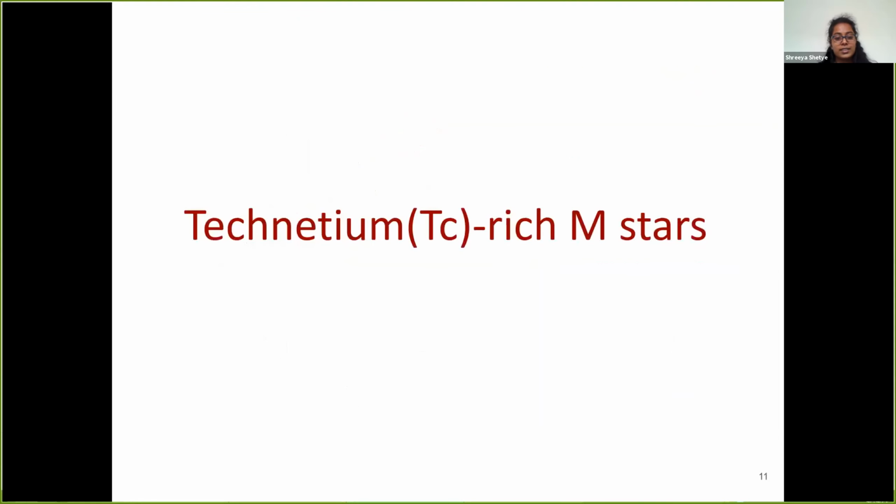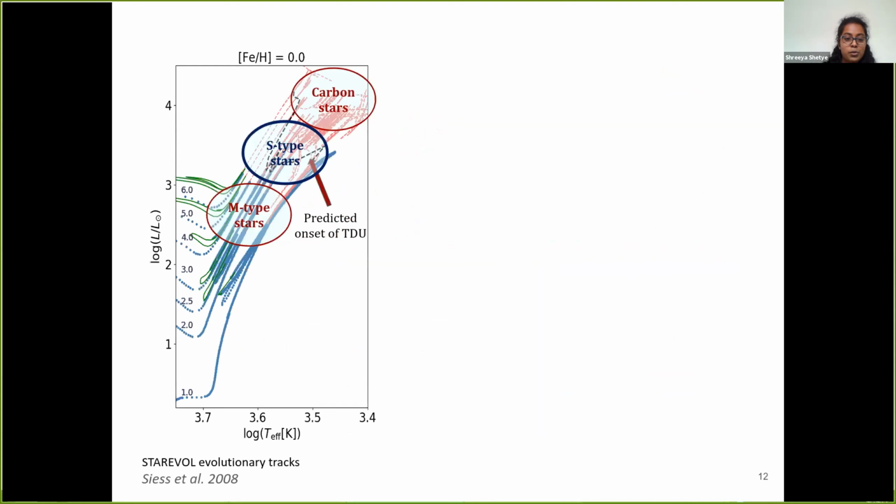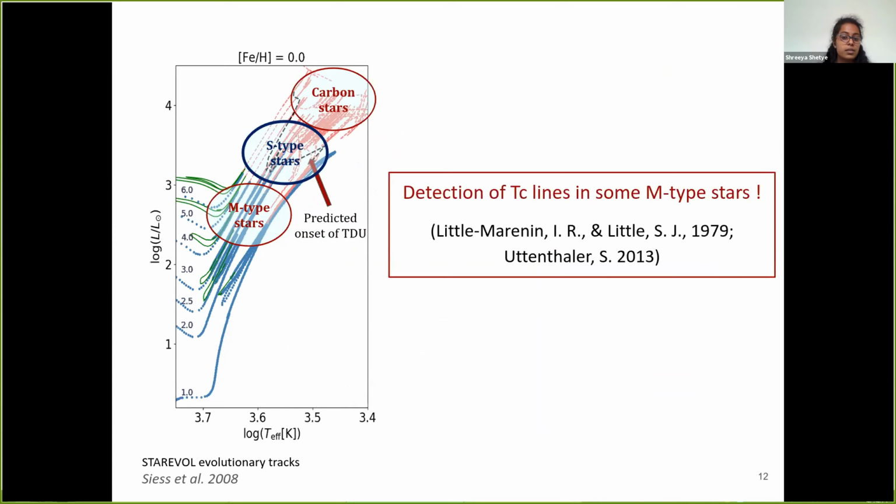So for the last part of my presentation, I will be moving to the technetium-rich M stars. Just to make it again clear to everyone, these M stars are young objects, the youngest objects on the AGB, oxygen-rich stars. So basically, we do not expect them, and we do not think of them as having yet dredged up any s-process material or carbon or so on. However, there have been detections of technetium lines in some M-type stars, and this is quite intriguing.